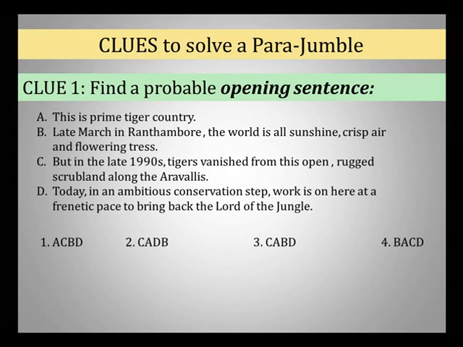So a contrast can clearly be seen between A and C. A introduces Ranthambore as a prime tiger country, but after some point of time, the tigers completely vanished from this place. So AC becomes a pair. D being the conclusion. Today, in an ambitious conservation step, work is on here at a frenetic pace. Frenetic is something that you're obsessed about.